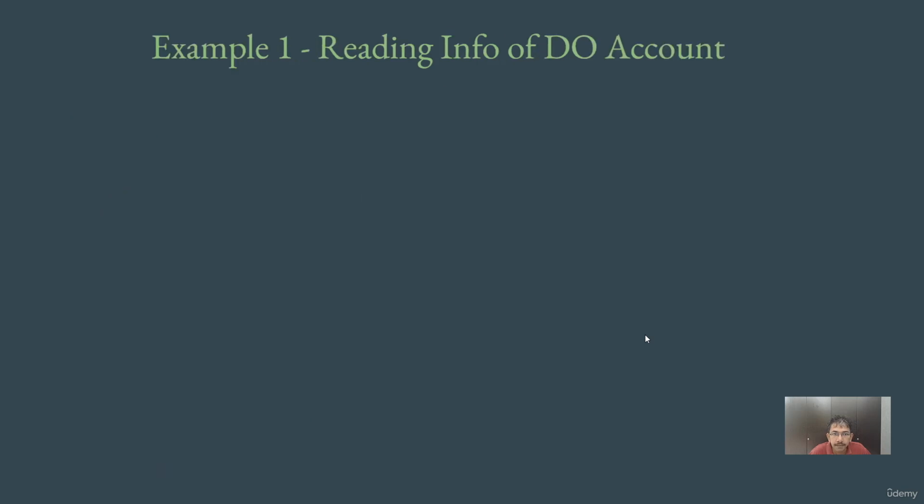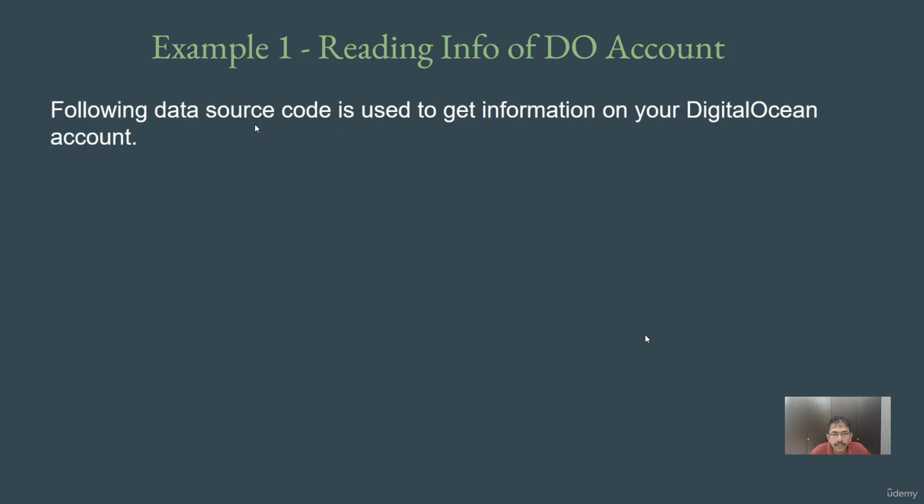Now the example number 1 that we are going to explore is related to reading the information about the DigitalOcean account. Just for simplicity, I have taken an example of one more provider apart from AWS so that things are much easier to understand, considering that Terraform has so many providers. So in here we are using a data source block that allows us to fetch the information about the DigitalOcean account that we are using.